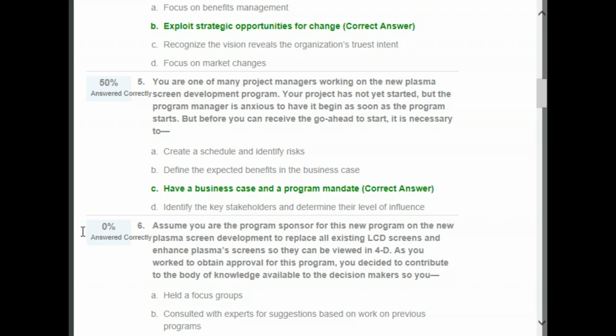Question number 5. Before a program can be chartered, the business case and mandate must be approved by organizational leadership. So you must have the mandate and the business case before the program charter can be initiated.